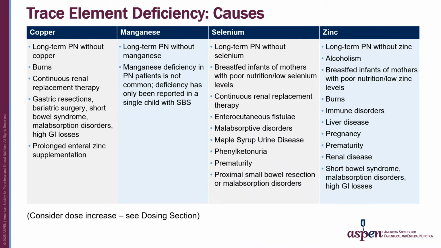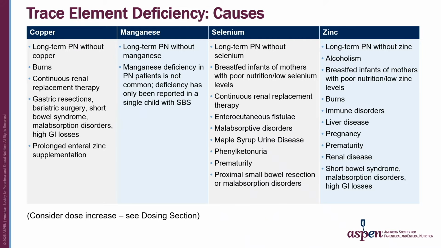Copper deficiency can be seen in long-term PN patients without copper, burns, continuous renal replacement therapy, gastric secretions, bariatric surgery, short bowel syndrome, malabsorptive disorders, and high GI losses, prolonged enteral zinc supplementation. Manganese deficiency is very rare but can happen in long-term PN without manganese. In fact, deficiency has only been reported in a single child with short bowel syndrome.